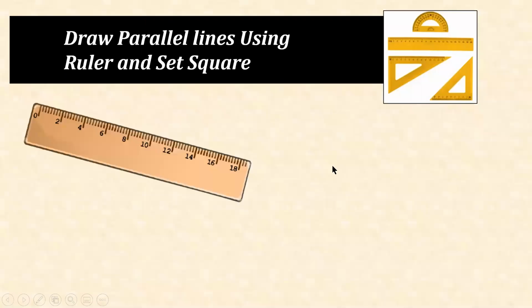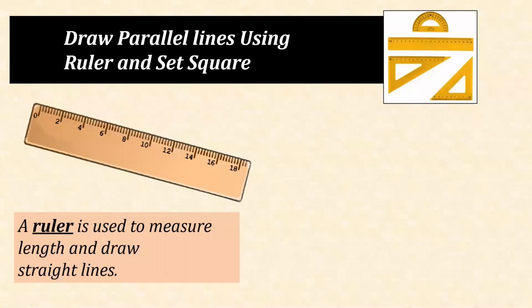Okay, this is now how to draw. I will show you how to draw these three kinds of lines. Kilalanin muna natin, alam niyo na kung anong ruler, di ba? What is a ruler? Basahin. Go. A ruler is used to measure length and draw straight lines.